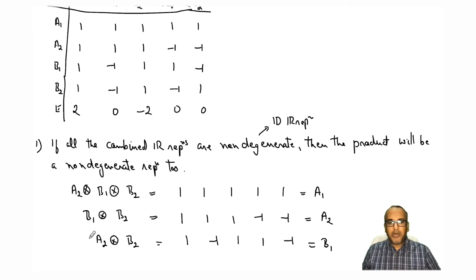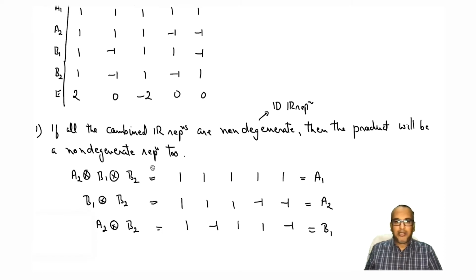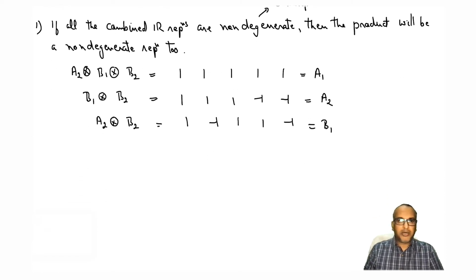So if you keep on combining different one-dimensional representations, you will always get one-dimensional representations back, which is obvious because your matrix size is not increasing. If you multiply a one-dimensional matrix with a one-dimensional matrix, the product will be a one-dimensional matrix. So it will have to be a one-dimensional or non-degenerate irreducible representation. So that is the first rule, the first result of direct product.